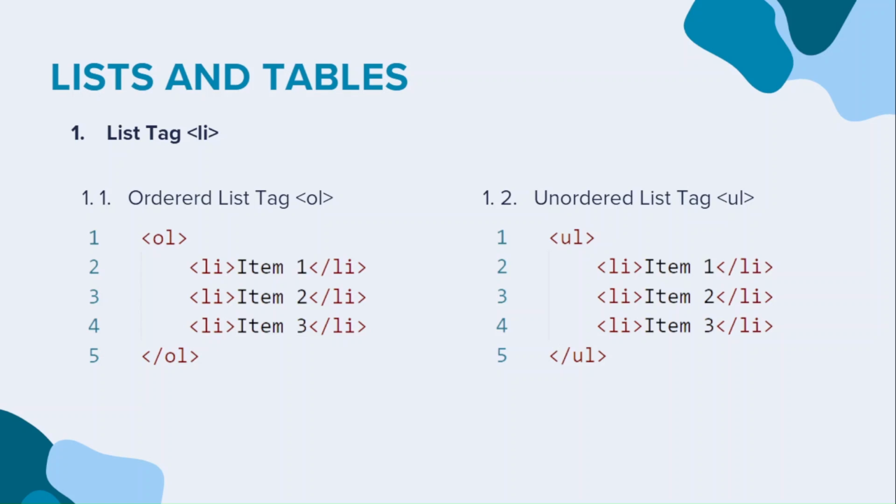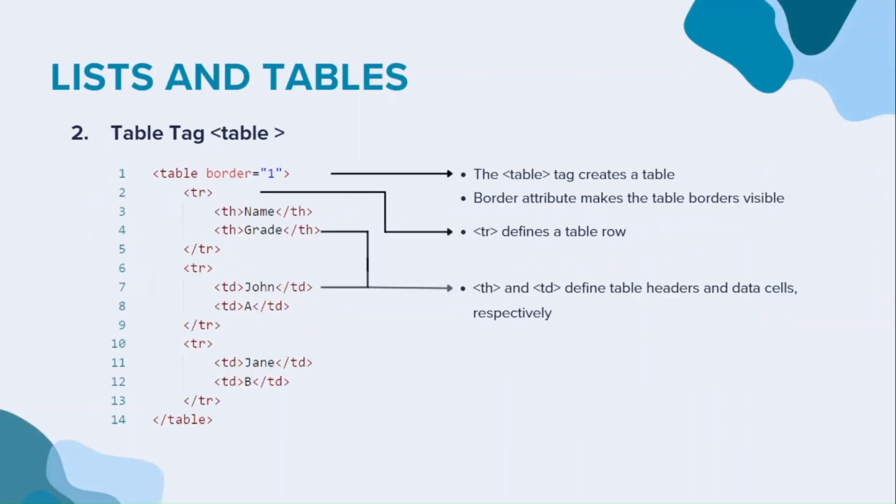Let's move on to the second section, tables. The table tag creates a table. Use the border attribute to make the table border visible. TR defines the table row, while TH and TD define table header and data cells respectively. The headers in TH are bold and centered by default. Lists help organize items and tables are great for displaying structured data.